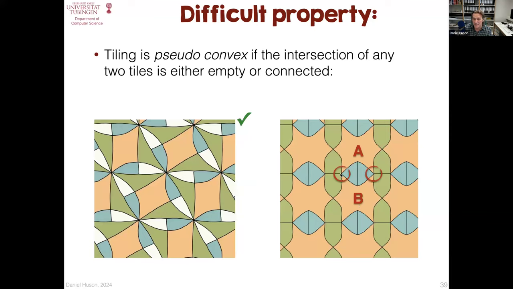If I look at these two tiles, A and B, their intersection consists of two points, this vertex here and this vertex here. This is the kind of thing that for some applications, you might not want to allow. You say, okay, I want my tilings always to be pseudo-convex. I don't want any tiles to share two vertices, or a vertex and an edge somewhere else. And you can't do that just by looking at the Delaney-Dress symbol, I don't think. You do need to have the actual tiling.